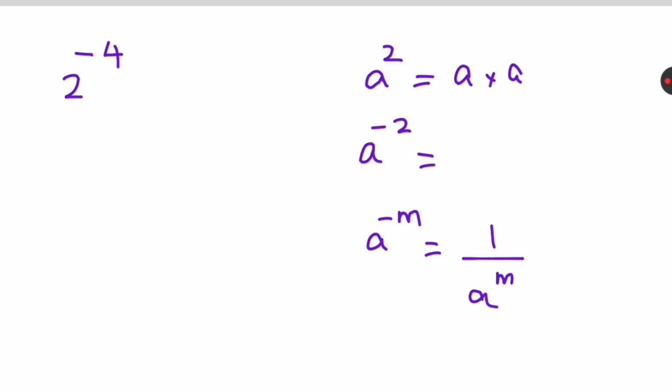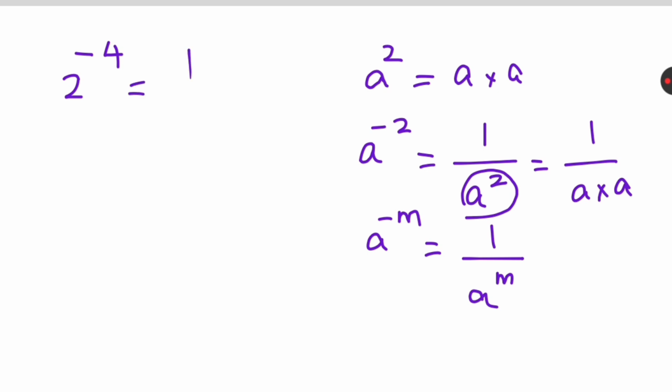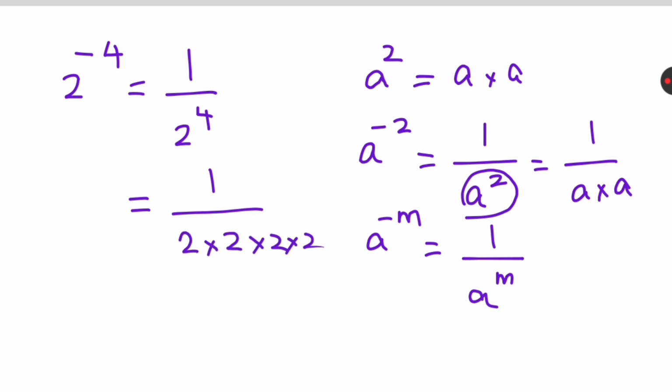Similarly, a raised to the power of minus 2 we can also write as 1 over a raised to the power of 2. That means 1 over a raised to the power of 2 is nothing but 1 over a times a. So this is the way you have to write. Now here they have given 2 raised to the power of minus 4. This is the reciprocal of 2 raised to the power of 4. Now how can you write this? 2 raised to the power of 4 means you have to write 2, 4 times. So 2 2s are 4, 4 2s are 8, 8 2s are 16. So this is nothing but 1 over 16.